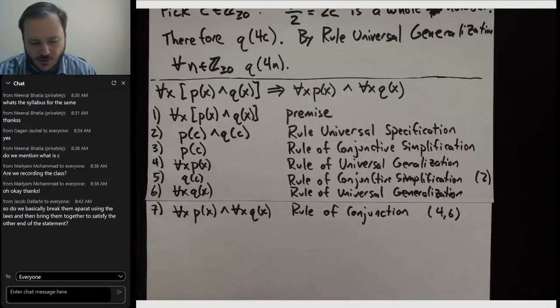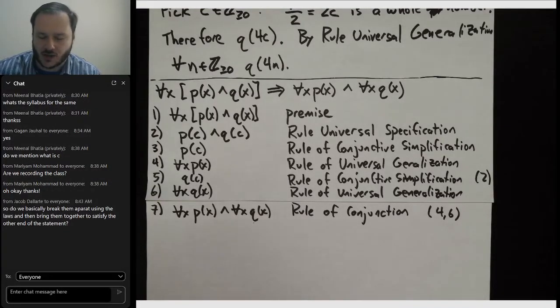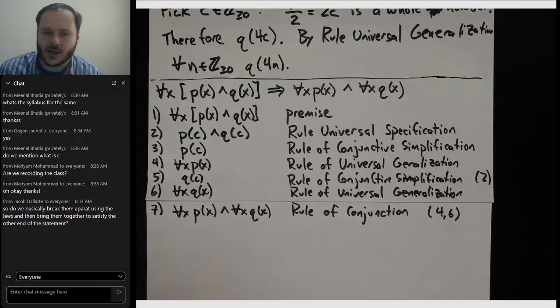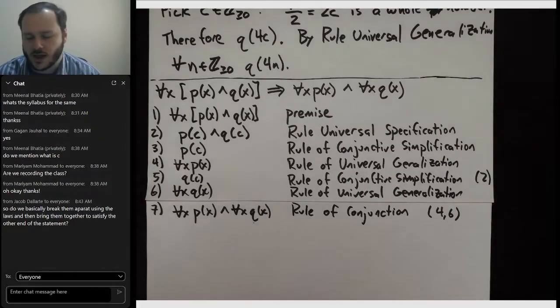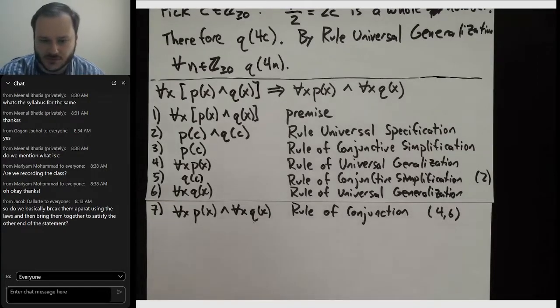But remember, the goal of this course is to talk about how we prove things, what the expectations are, and that always requires multiple people in the conversation. You need a proof writer and a proofreader. Sometimes that's the same person, that's fine, but there's always 2 sides, and there's always communication. Okay, so basically we break them apart using laws and then bring them together to satisfy the other side of the statement. Yes! Okay, I'm going to expand on this question a little bit.